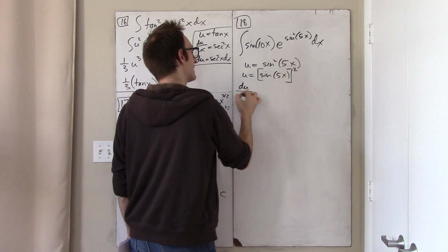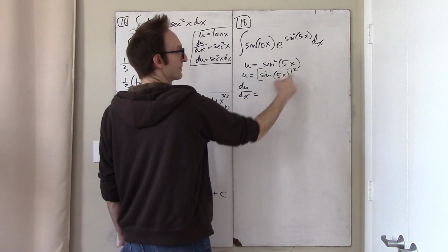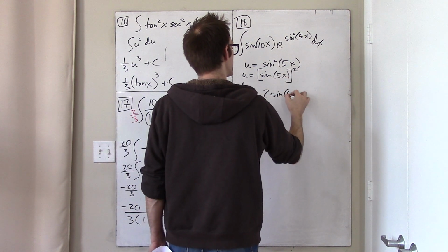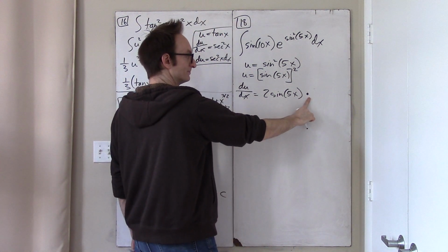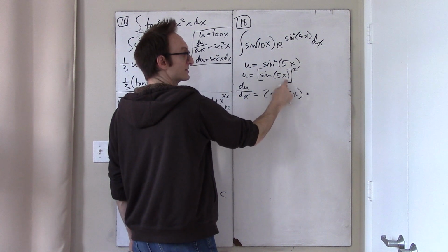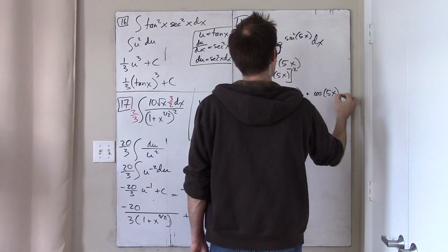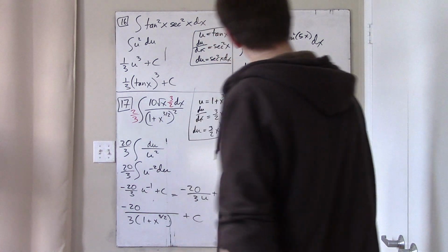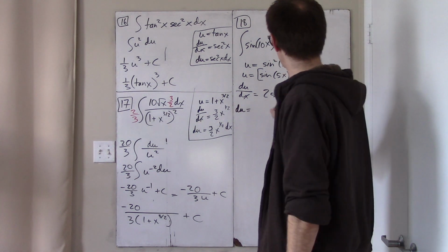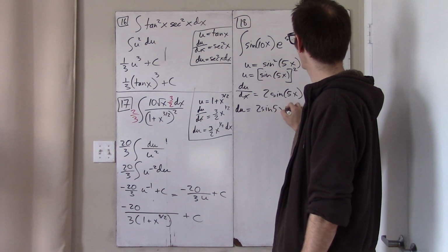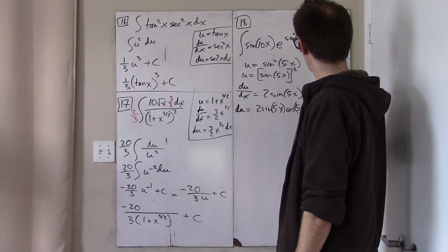So now what happens when I differentiate that is I get 2, the derivative of something squared is 2 something back inside for the derivative of the something, and what's the derivative of sine 5x? It is cosine 5x back inside times 5. Okay, and so what I get is that du is 2 sine 5x cosine 5x times 5 dx.